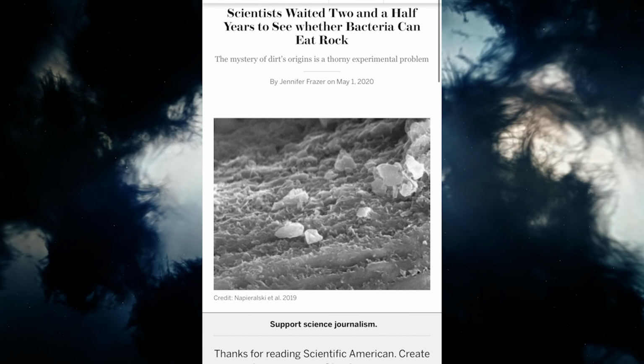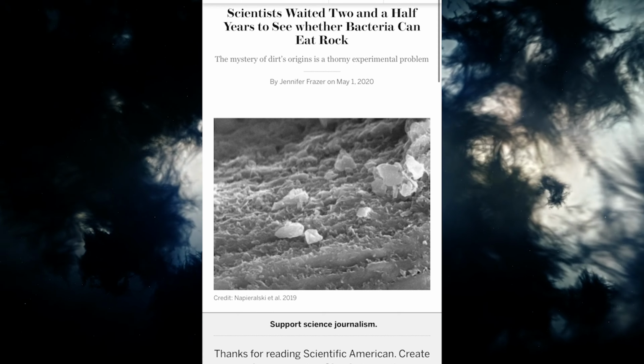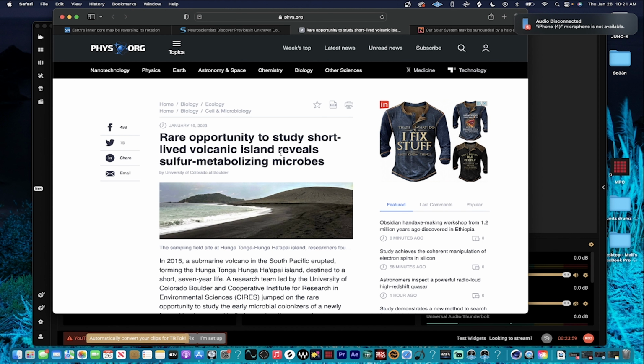Bro, I can't even, that's wild to me. And eating a rock is wild in itself because your metabolic process has to be very serious. Like, that goes into things like that, right? If you have microbes that eat rock, you have certain moons, right?